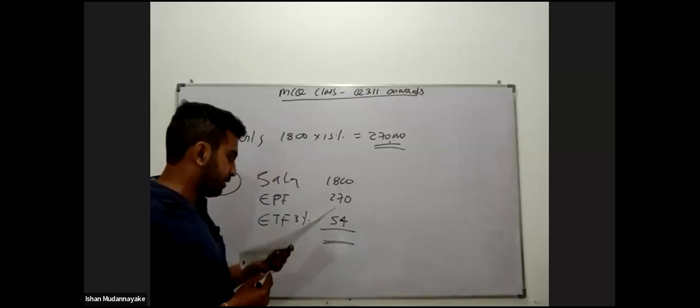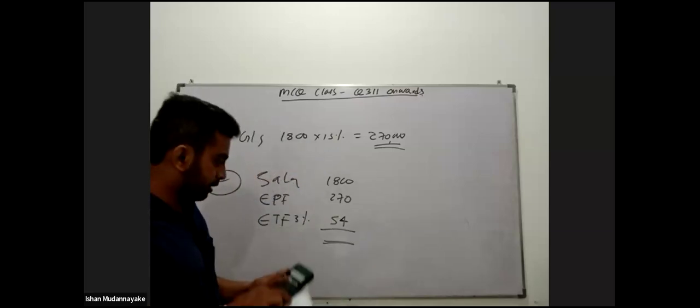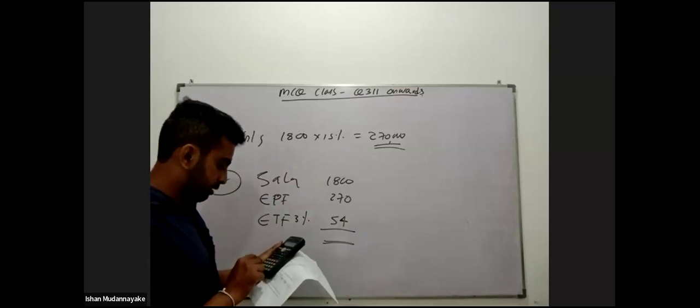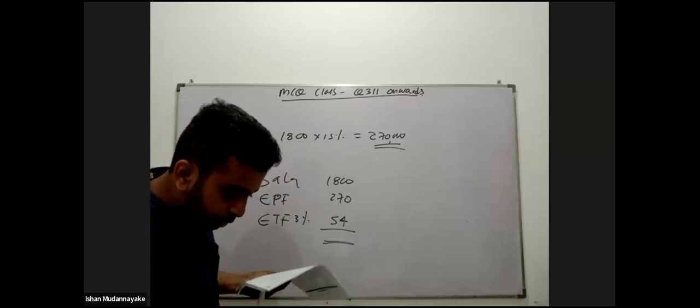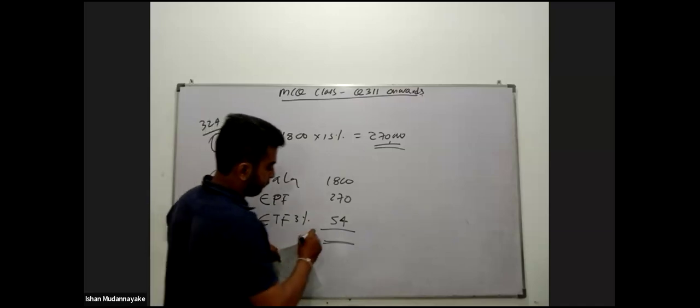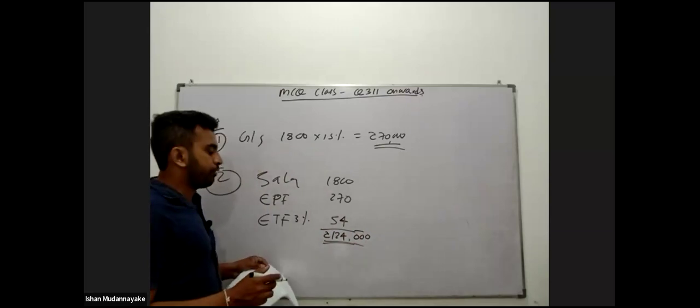Total employer expenses: 1,800 plus 270 plus 54 is 2,124. So 2,124,000.